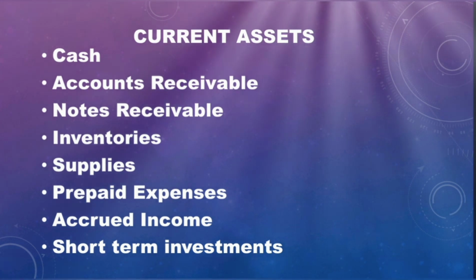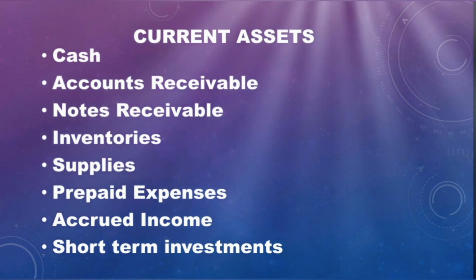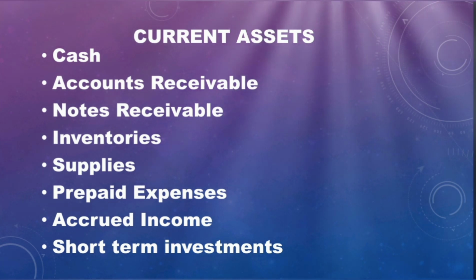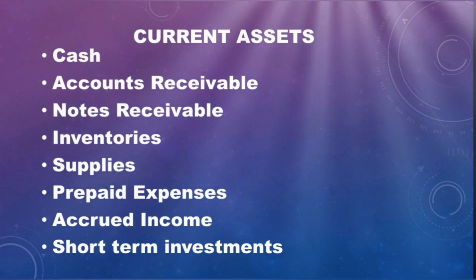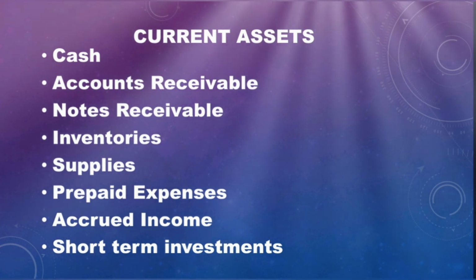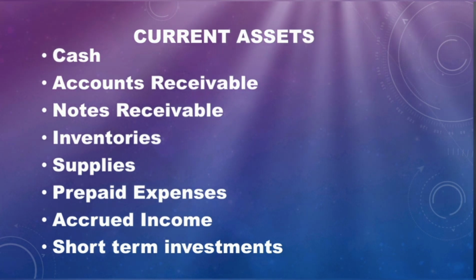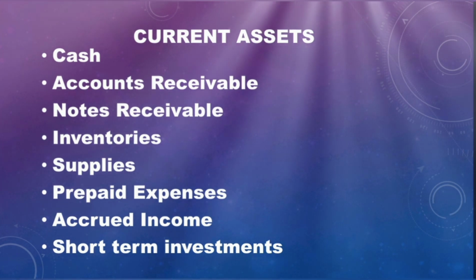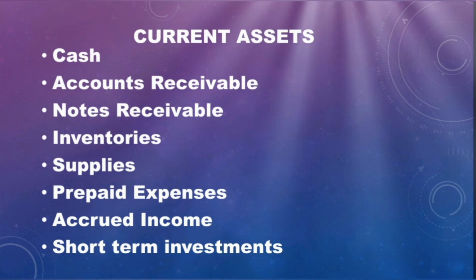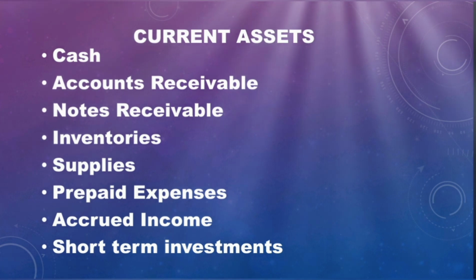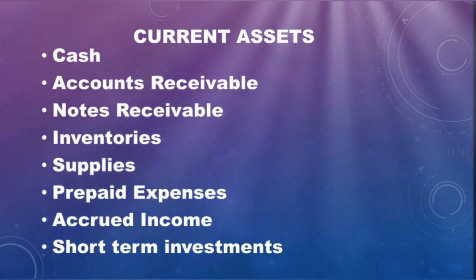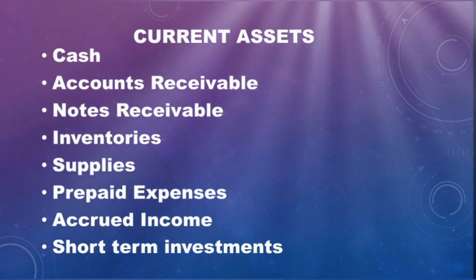Accounts receivable are amounts due from customers arising from credit sales or credit services. Then we have notes receivable, which are amounts due from clients supported by promissory notes. Next, we have inventories, which are assets held for resale. Then supplies are items purchased by an enterprise which are unused as of the reporting date.